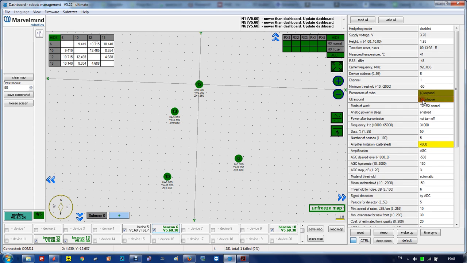Another very important part is ultrasonic. In ultrasonic, there are also quite many settings. First of all, mode of work. TX, RX normal is the normal beacon setting. There are some internal settings.